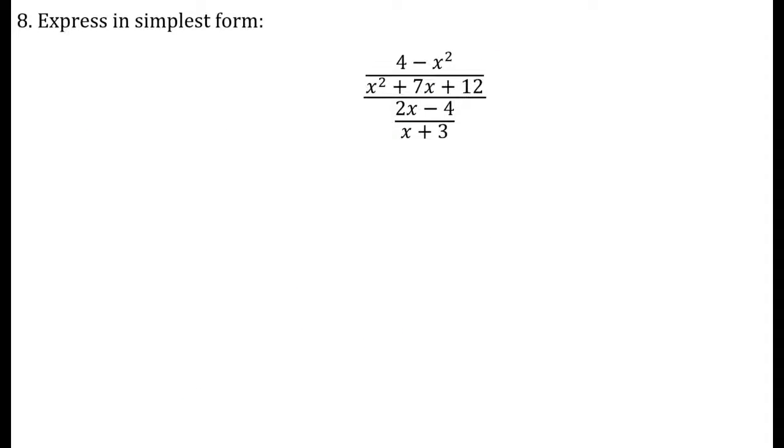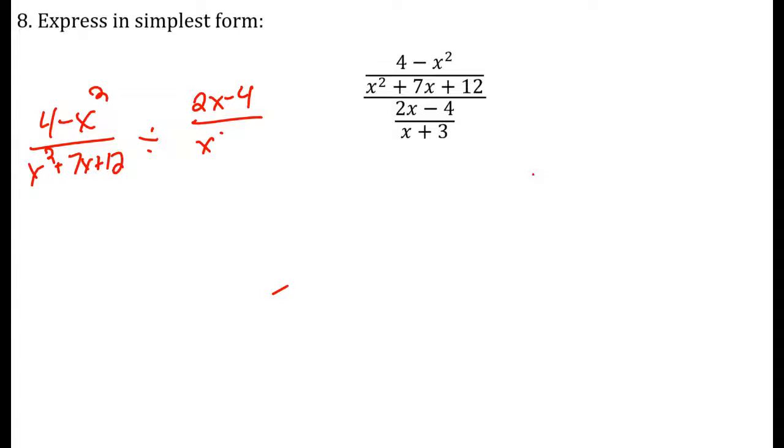Number 8, express this in simplest form. So this is a complex fraction, and we can't panic because it's a complex fraction. It's really 4x minus x squared over x squared plus 7x plus 12 divided by the denominator of 2x minus 4 over x plus 3. Well, I know how to divide two rational expressions. These are nice one whole fraction, so I can multiply by the reciprocal. Or I can keep change flip for you keep change flippers out there. Because it's written as one fraction, I can keep change flip.